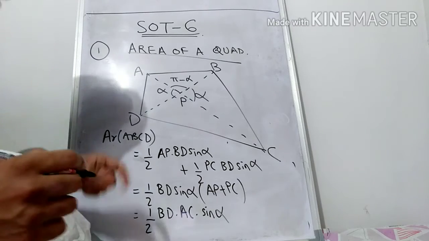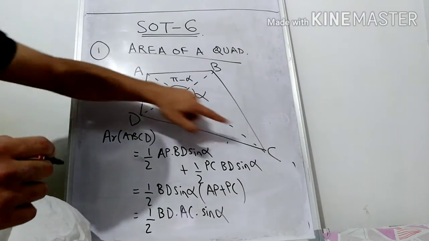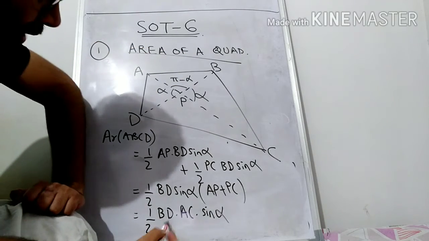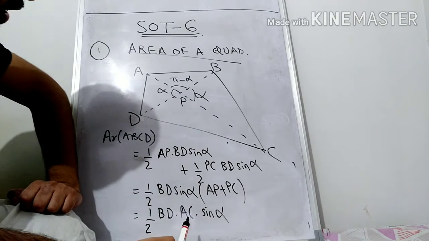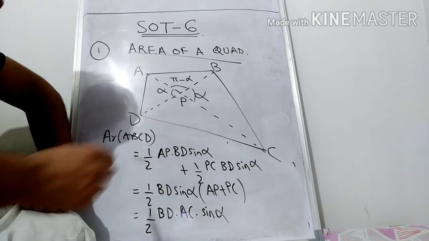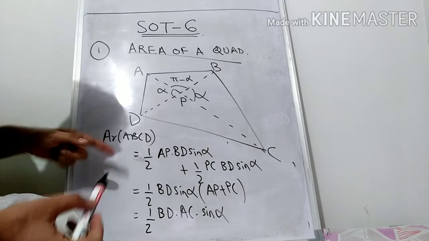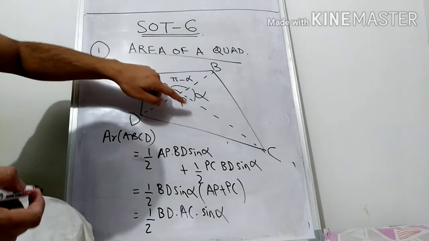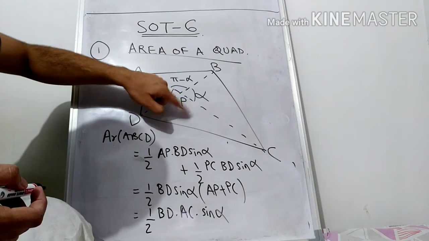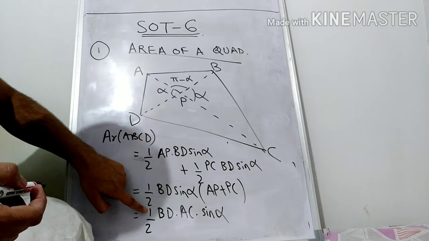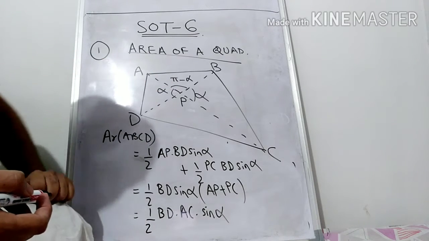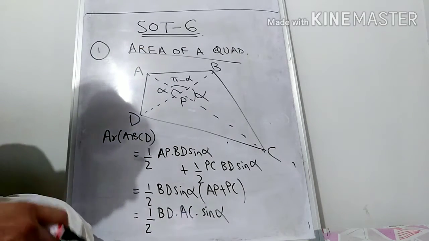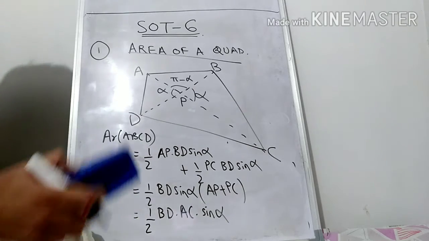This gives you the proper formula for calculating the area of a quadrilateral. BD and AC are the two diagonals. We multiply the lengths of the two diagonals and take the sine of the angle between these diagonals. When you know the lengths of the diagonals of a quadrilateral, just take their product, multiply by half, and then multiply by the sine of the angle between the two diagonals. That will give you the complete area of the quadrilateral.